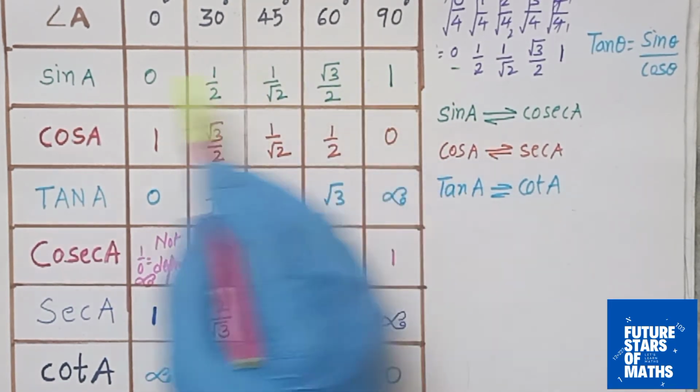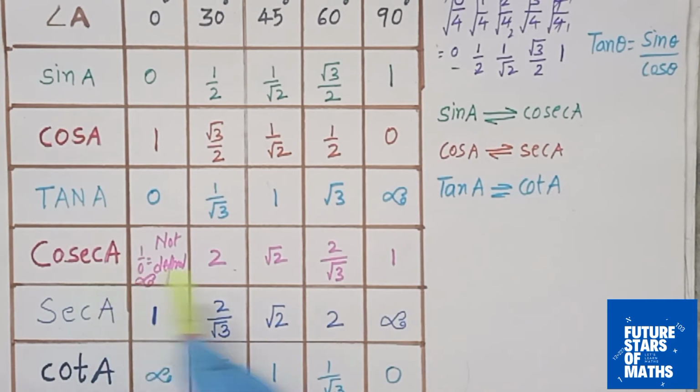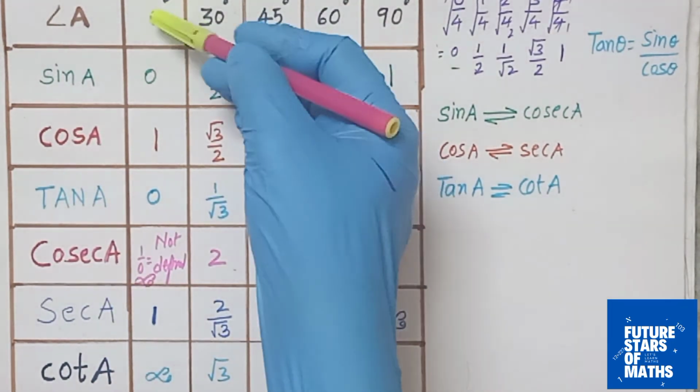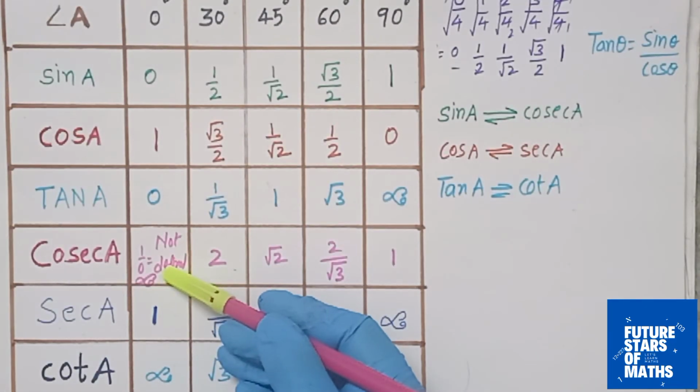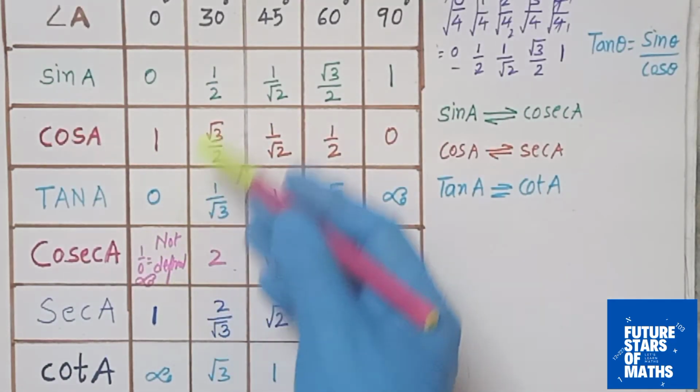So from sine A you can easily write what is cosecant A. Whatever degree is there, the values will be the same. Only we have to reverse and write. So these both are easy.